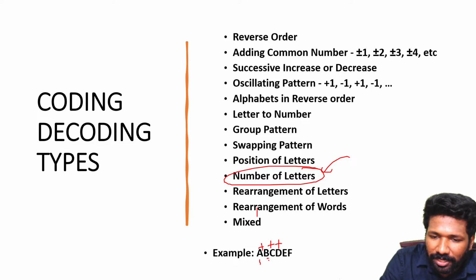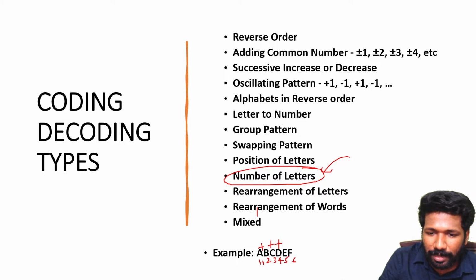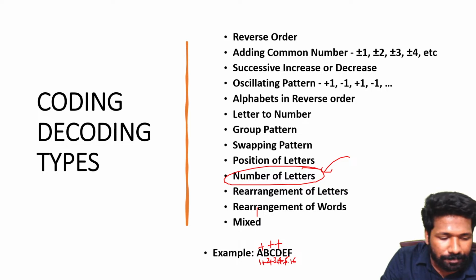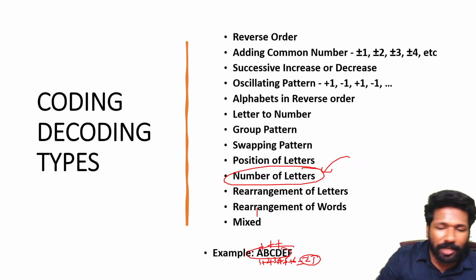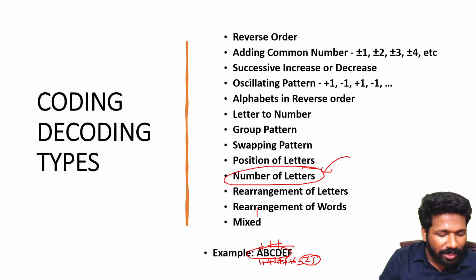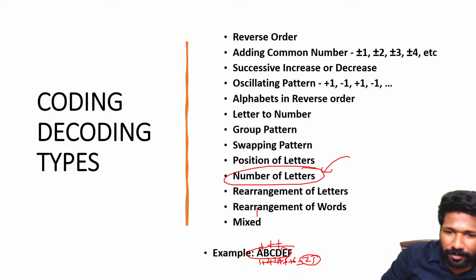Like A is the first letter, B is the second letter, C is the third letter, D is the fourth letter, E is the fifth letter, F is the sixth letter in the English alphabet, right? So adding all these values, you get a sum. 1, 2, 3, 4, 5, 6 added will be 21. So A, B, C, D, E, F is coded as 21. That can also be a code. Are you understanding, all of you? In limited time, I am trying to give you as many possible codings as possible.